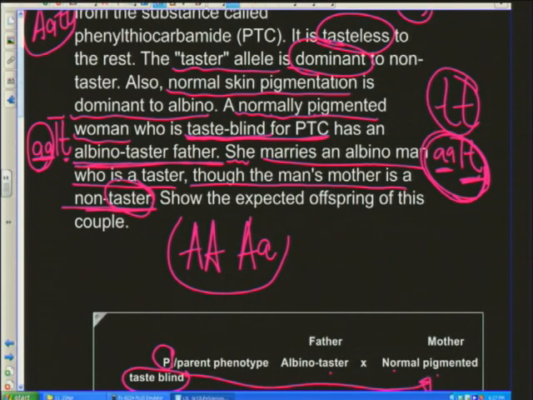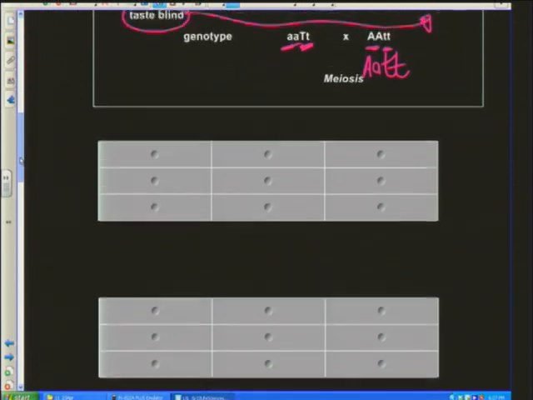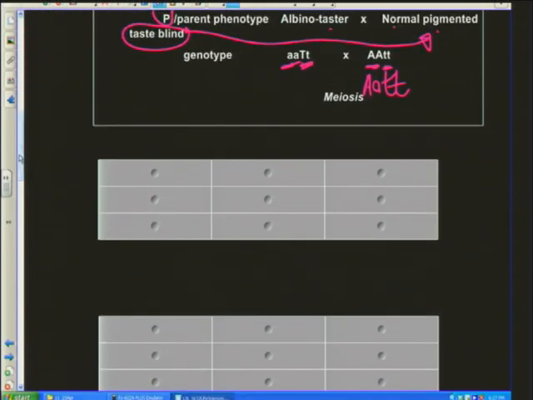Taste blind, for people, has an albino taster father. The father was an albino, so he could only give one of two small a's. So he had to be this one. I had got a capital A in the solution for that one. That's wrong, so we're going to correct it as we go along. Okay, so that is what's going to happen there.